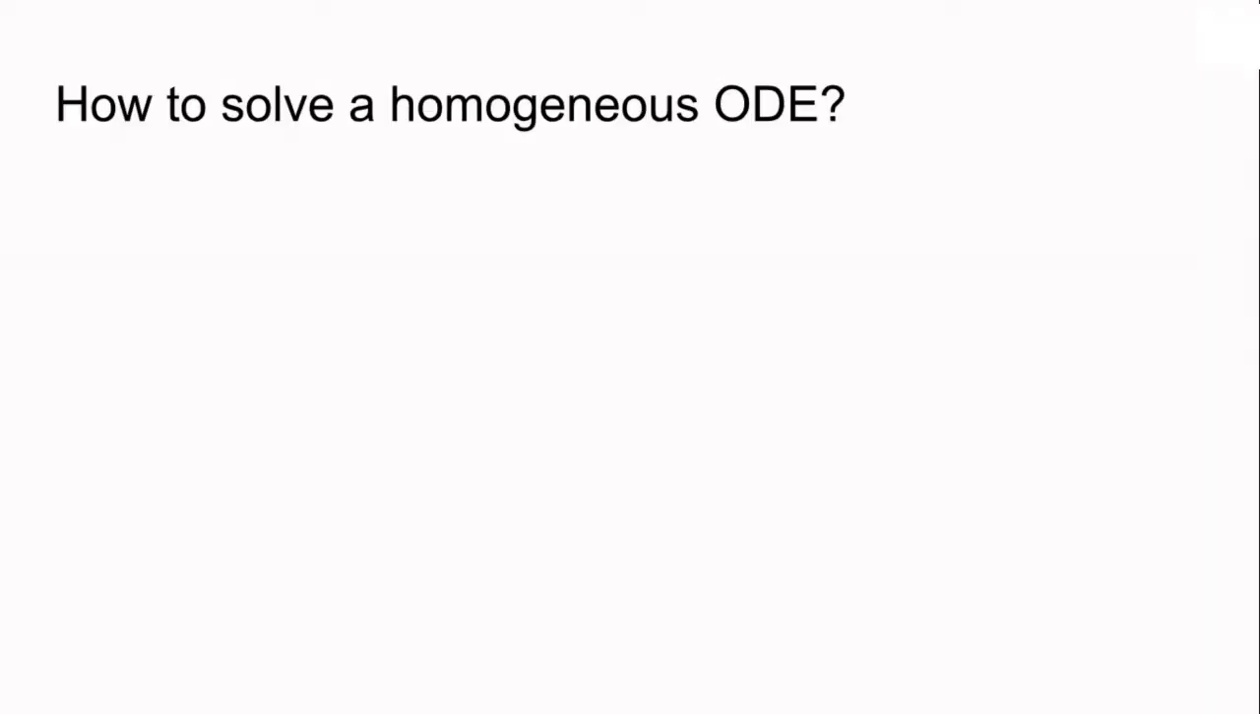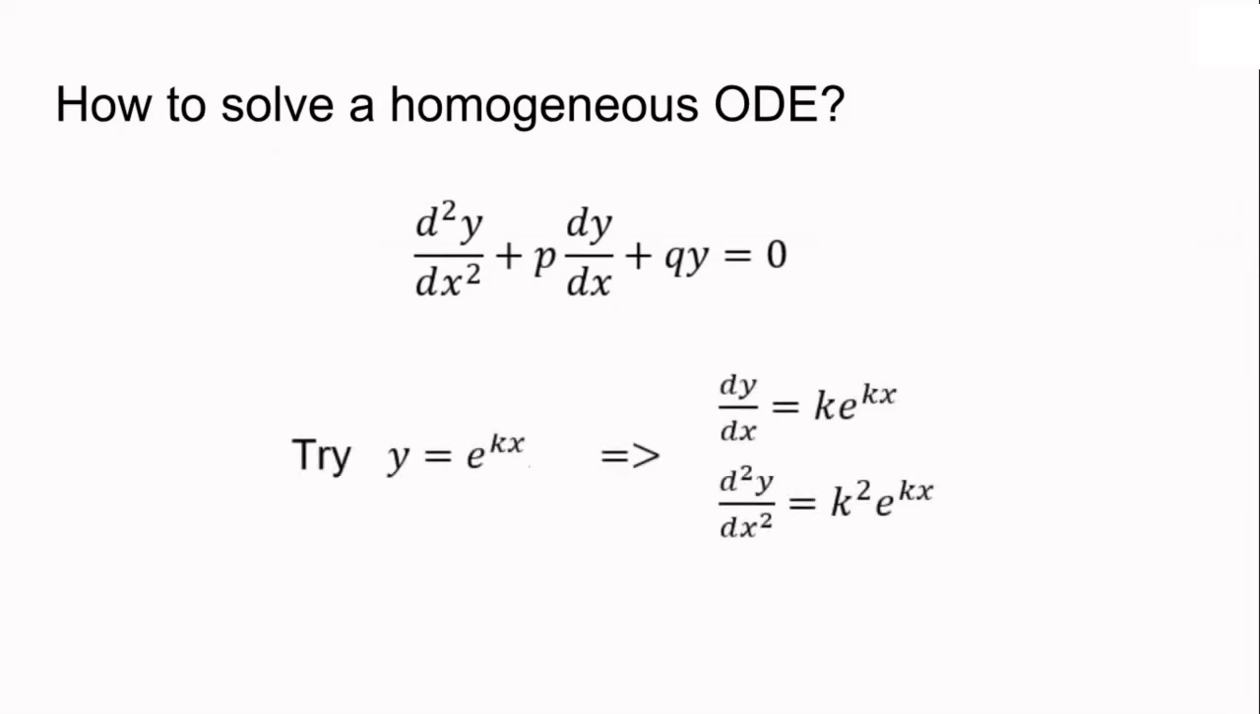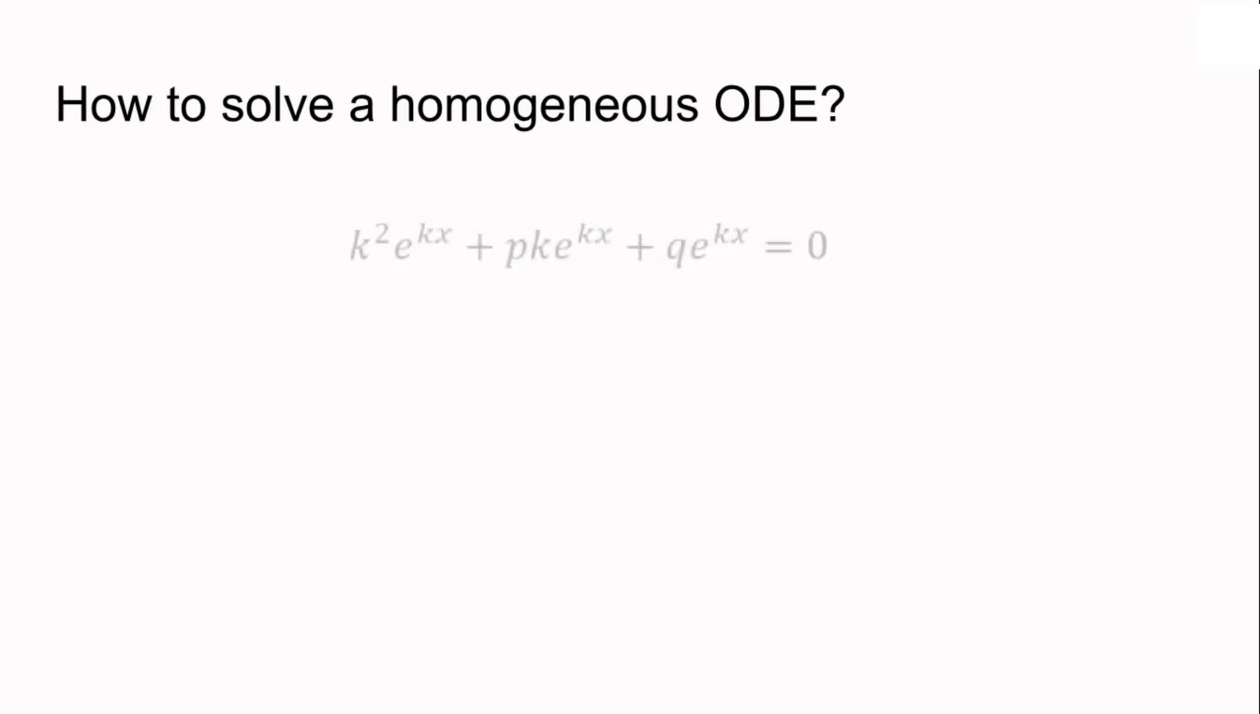How to solve a homogeneous ODE? First, let's consider a homogeneous ODE of the general form, which can be solved by y is equal to e to the power of k times x. By differentiating y with respect to x, we get k times e to the power of k times x, and by doing so once again, we get k squared times e to the power of k times x. Substituting those into the original equation, we get the following. And by dividing both sides by e to the power of k times x, we get the following quadratic equation.